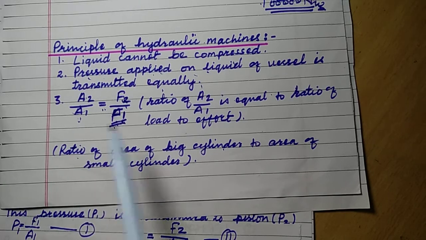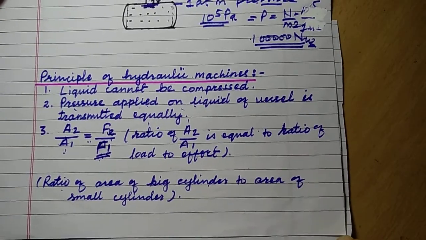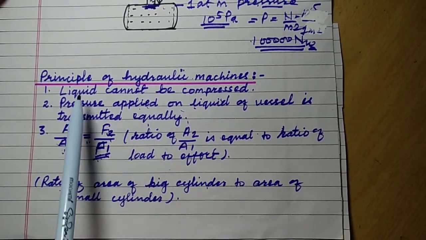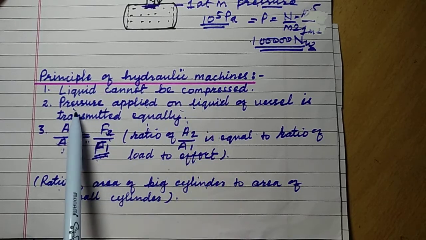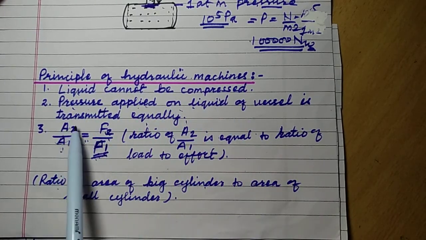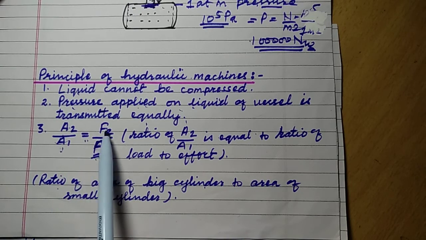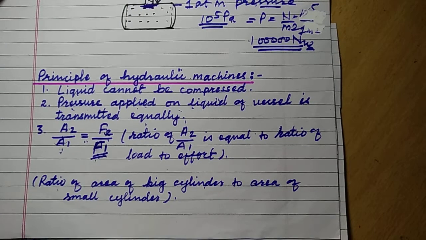A2 is the area of the big cylinder and A1 is the area of the small cylinder. So the principle of hydraulic machine can be summed up in this way: liquid cannot be compressed, pressure applied on liquid of a vessel is transmitted equally, and A2 divided by A1 must be equal to F2 divided by F1.